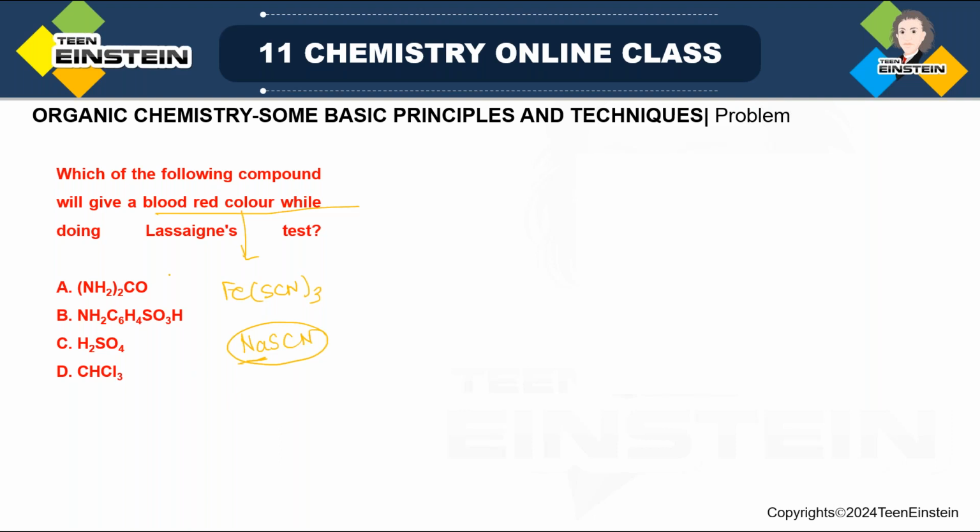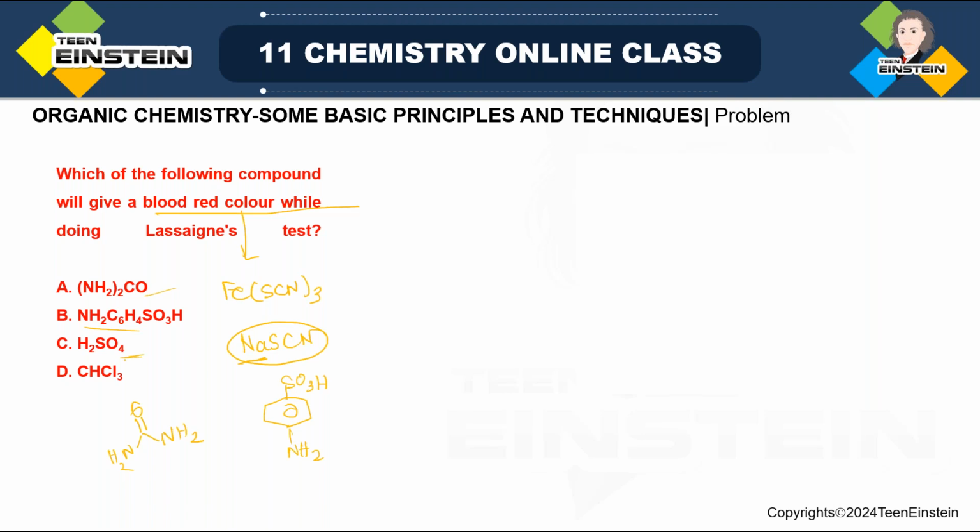Now look at the options. The first option is NH2CONH2, which is urea. In this molecule you do not have sulfur, you have only nitrogen. Second compound, NH2C6H4SO3H. This is basically an aromatic compound with SO3H, and though we do not know the positions, whatever the position, ortho, meta, para, it doesn't matter. Both sulfur and nitrogen are present. So this should be the correct answer.